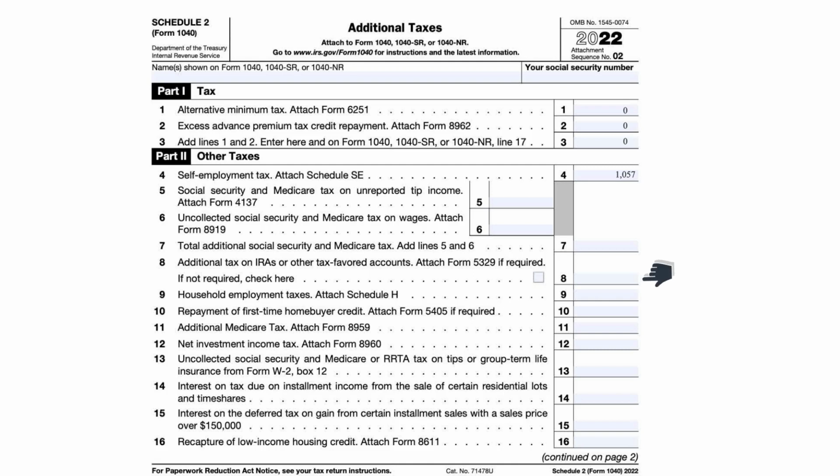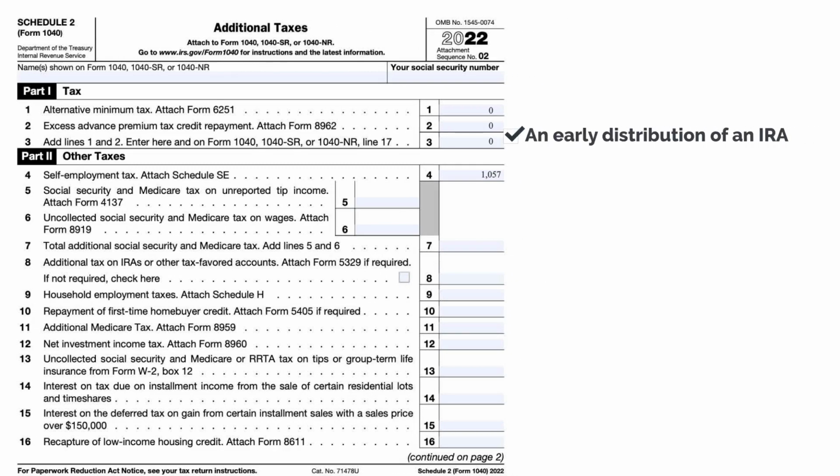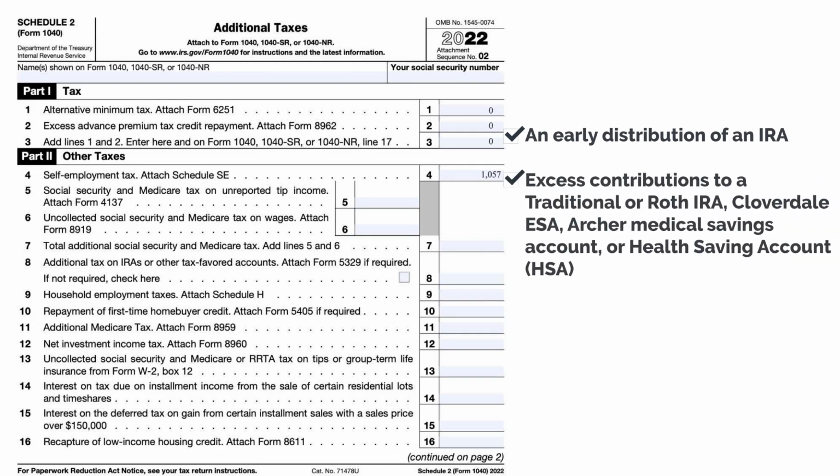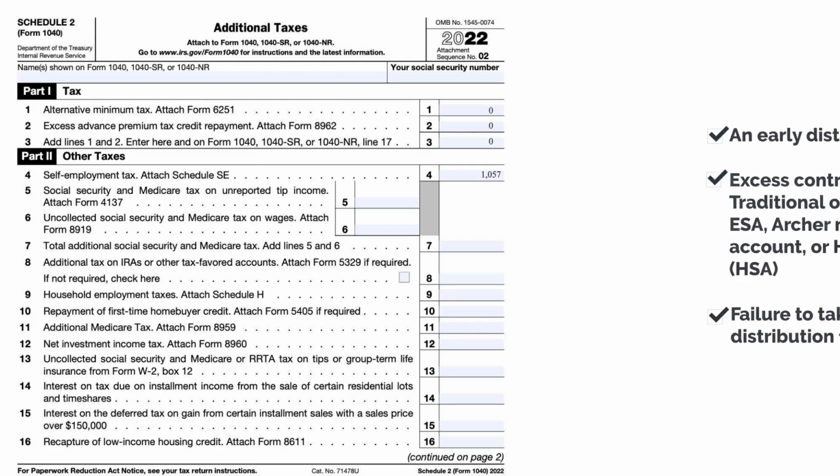We will now move on to line 8. An additional tax may be triggered by an early distribution of an IRA or other tax-deferred retirement account, excess contributions of a traditional or Roth IRA, Coverdell ESA, Archer Medical Savings Account, or Health Savings Account, or failure to take a minimum distribution from a retirement plan. This is entered here. Line 9 is for household employee taxes.